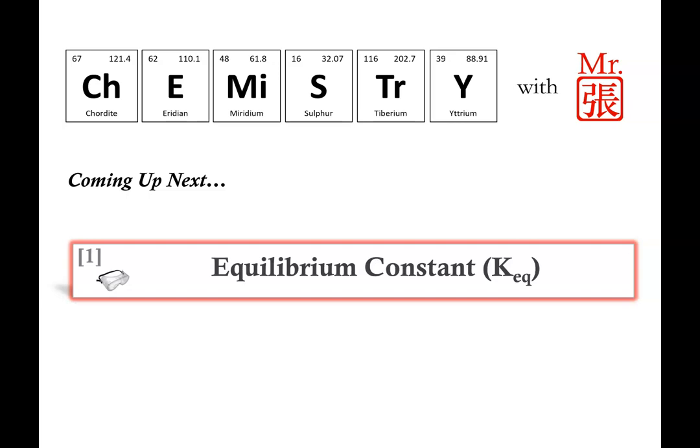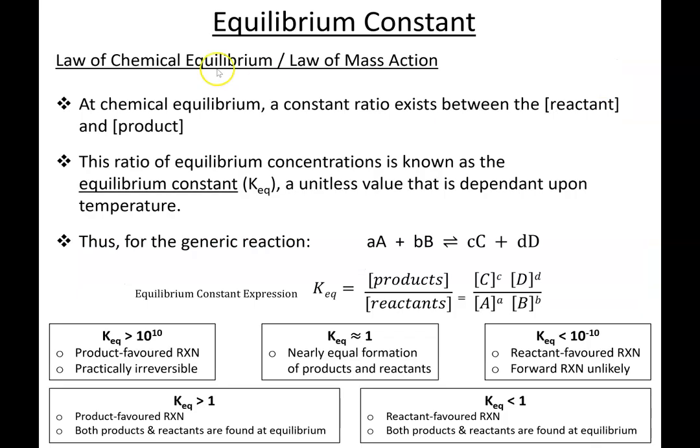In this video tutorial, we will look at the equilibrium constant, KEQ. At chemical equilibrium, a constant ratio exists between the concentration of the reactants and the concentration of the products. This is referred to as the law of chemical equilibrium or the law of mass action. Now, this ratio of equilibrium concentrations is known as the equilibrium constant, and we write it as KEQ. So EQ for equilibrium and K for the constant.